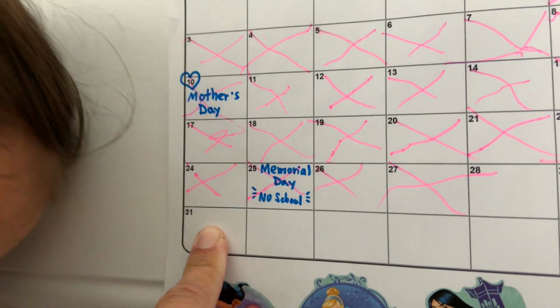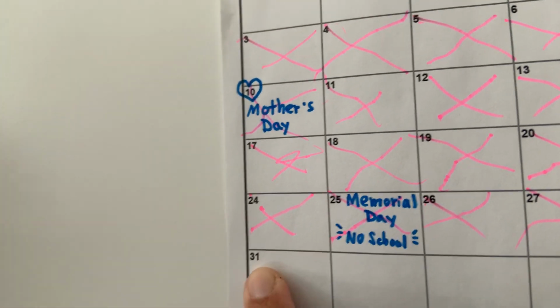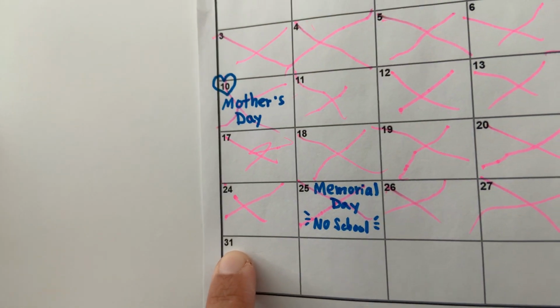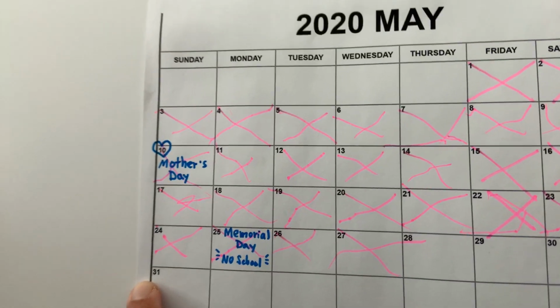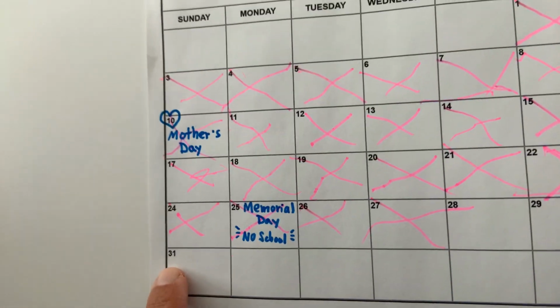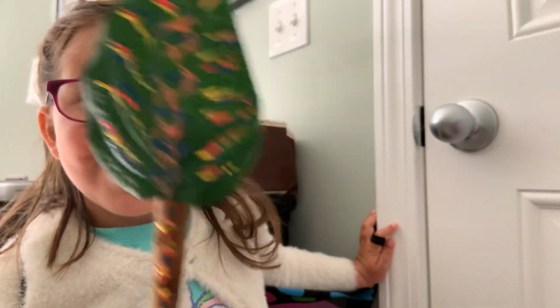How about our total number of days in the month of May? Do you remember what that is? Oh, Bella, excuse me. All right. Bella, it's a learning time right now. So the total number of days in the month of May is 31. So then after the last day of May, Bella, what's our new month called? Waka Waka.